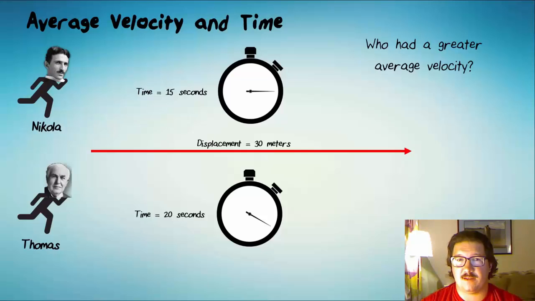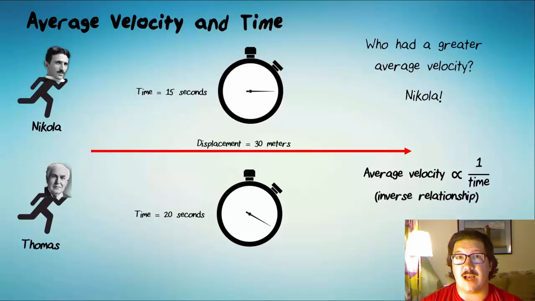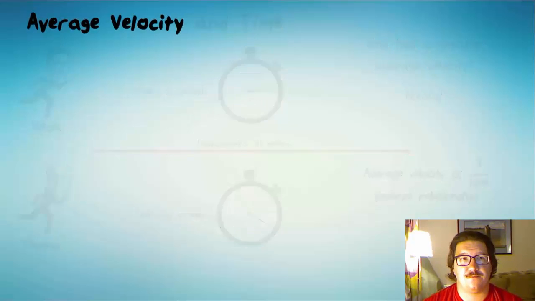Well, if Nicola ran the race faster, meaning in less time, then he had the greater average velocity. And again, Thomas could have been running faster than him at a couple of moments, but over the course of the entire 30 meters, Nicola was faster. We would say that average velocity is proportional to 1 over time. This is an inverse relationship. The more time it takes you to run a race, the slower you are going.